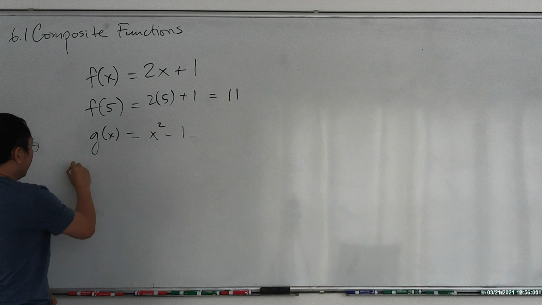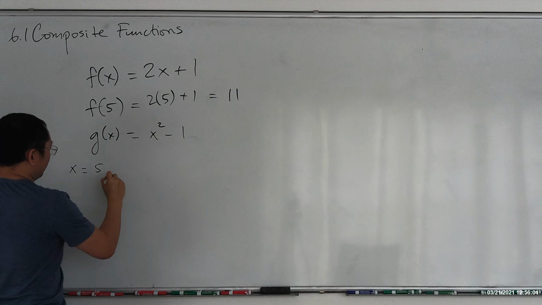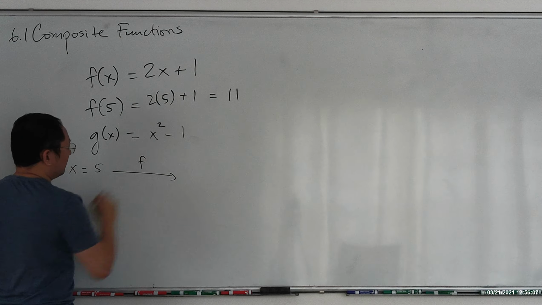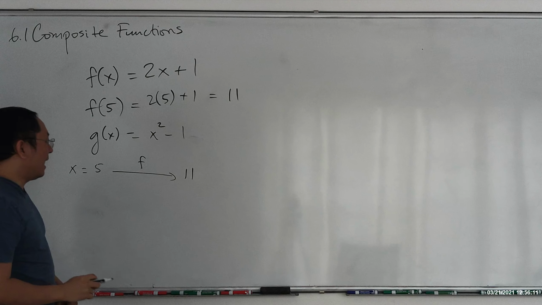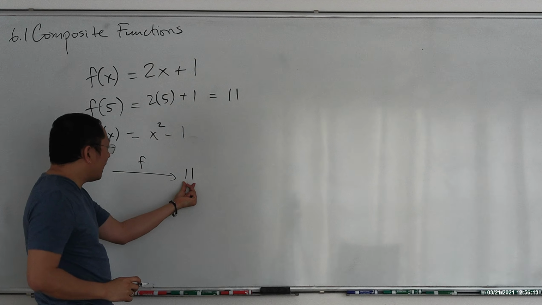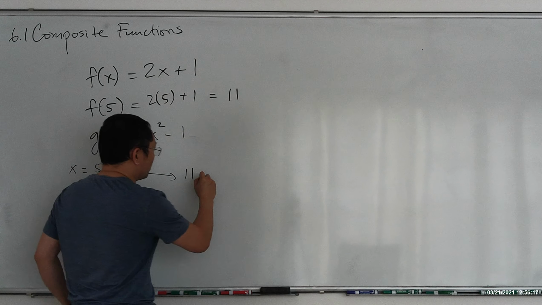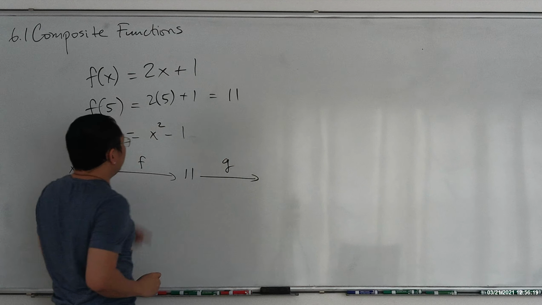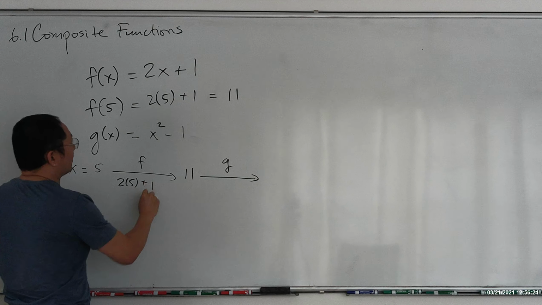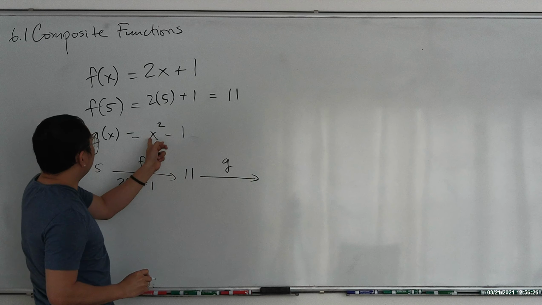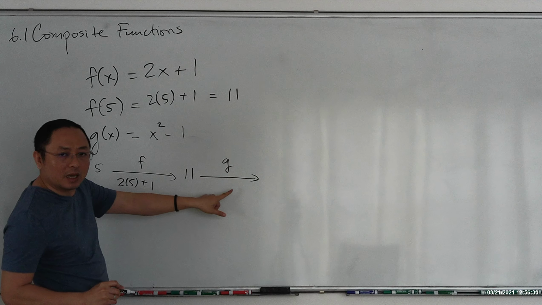You plug in, say, x equal to 5 into the function f. And then through the function f, you're going to have 11 out. And now you're going to use the number 11 right here, the output of function f, as the input to plug into the function g. Okay, so what are you doing here? This is 2 times 5 plus 1, right? You got 11 now. You plug into g, which means what? The 11 now, the output of f, becomes the input for g.